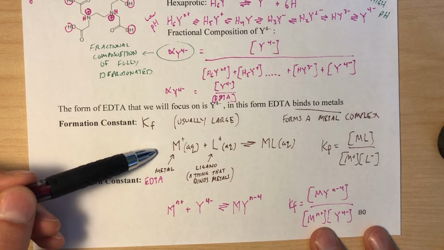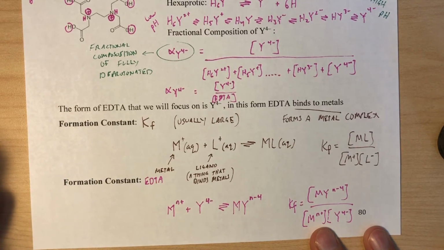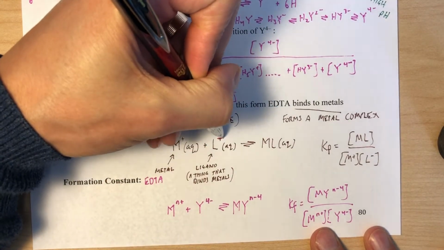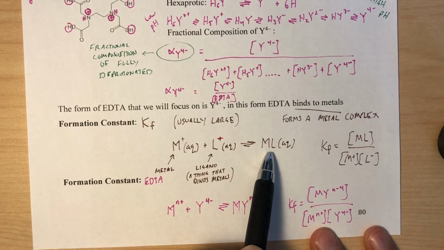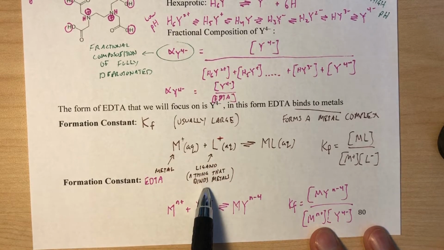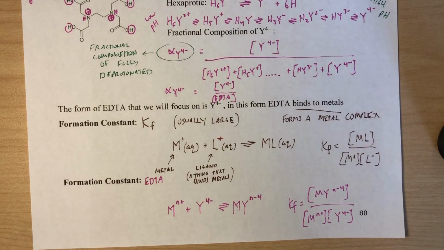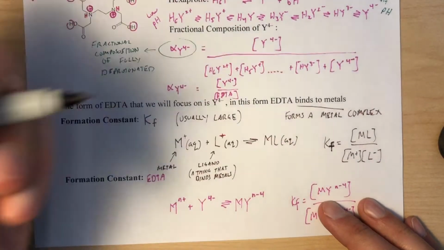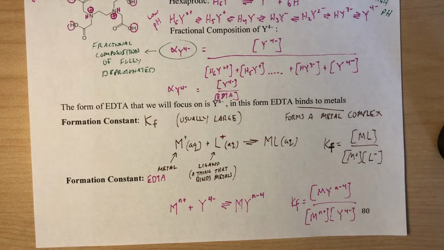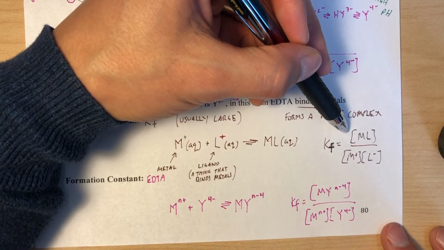So K is associated with the following reaction, where you have M of a certain oxidation state reacting with a ligand, which should have a minus charge on it, in equilibrium with ML, the complex, because once the ligand, a thing that binds to the metal, binds, it forms a complex. The result is an expression, Kf, which is equal to the concentration of the complex, ML, divided by the concentration of the ion, M, times the concentration of the ligand, L.